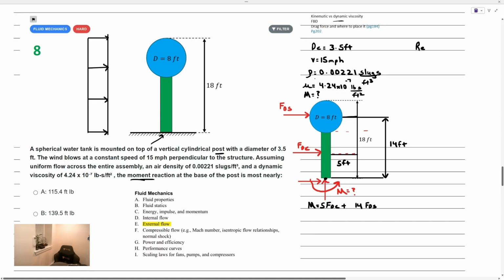The Reynolds number, based on the cylinder here, is just the density of the air multiplied by the speed of that air, rho v d, divided by the absolute or dynamic viscosity.